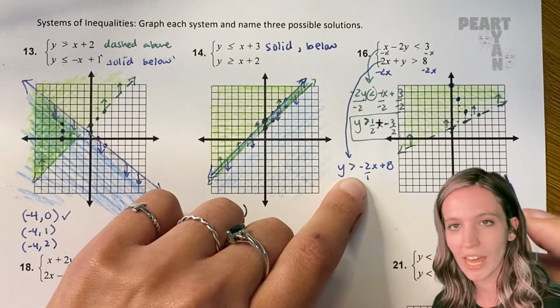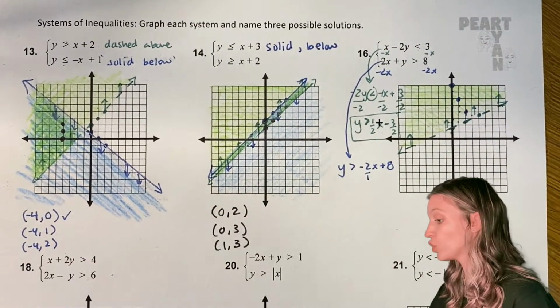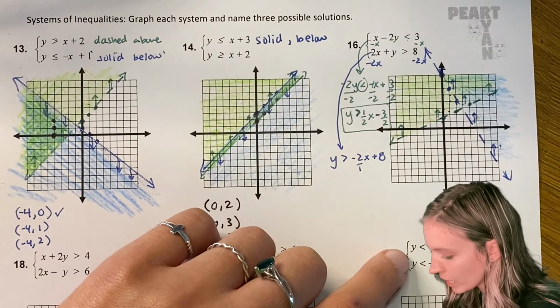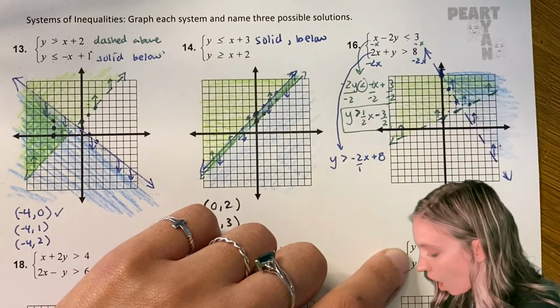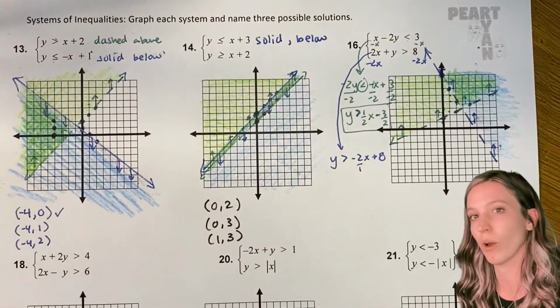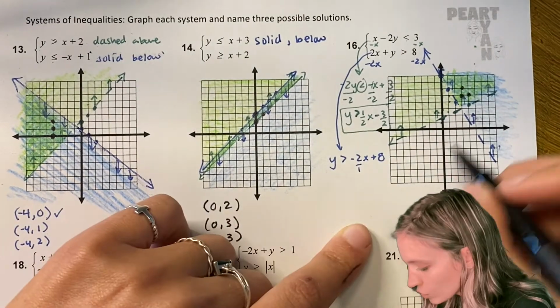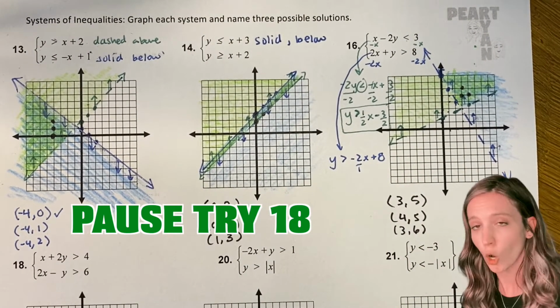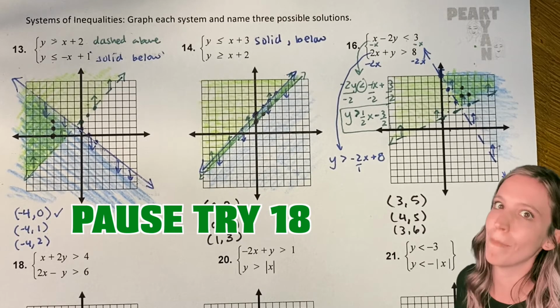This is a greater than as well, so it's dashed and shaded above. It looks like my overlapping area is right here, so really try to make sure that overlapping area is obvious, so that when you choose 3 points, you're being clear about where your solution region is. So I picked these 3, your 3 might be different, make sure you jot those down. Go try number 18 and come back and check in.